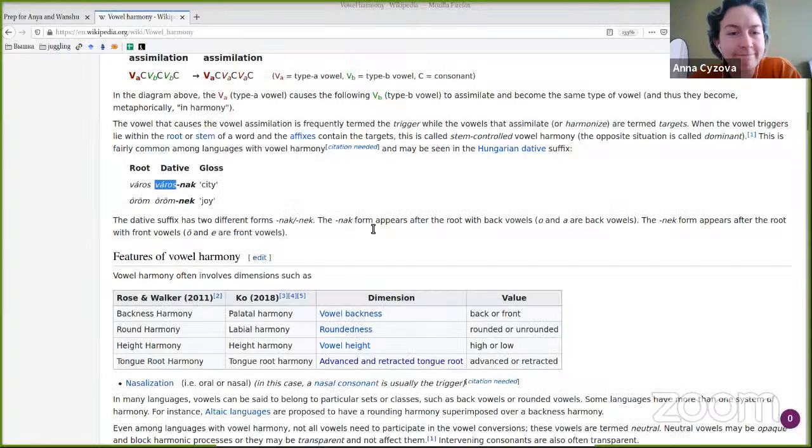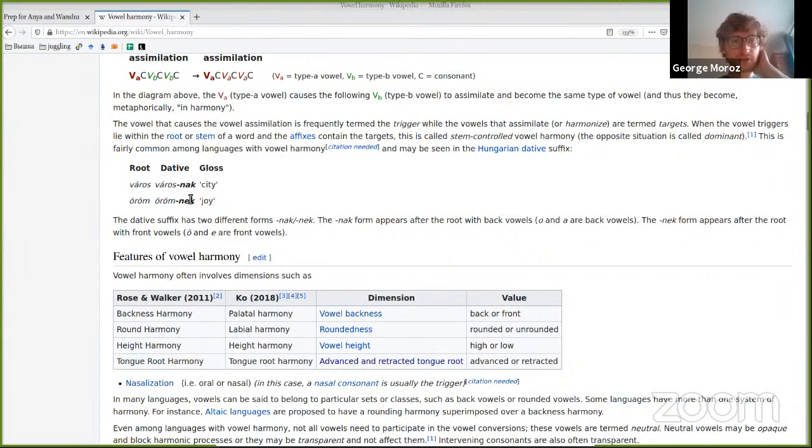Maybe we can go back to Harmony on Wikipedia, and maybe they will have more examples over there. So here is the example. I'm not showing anything. Okay, now I'm showing. So here we have this example from Hungarian.